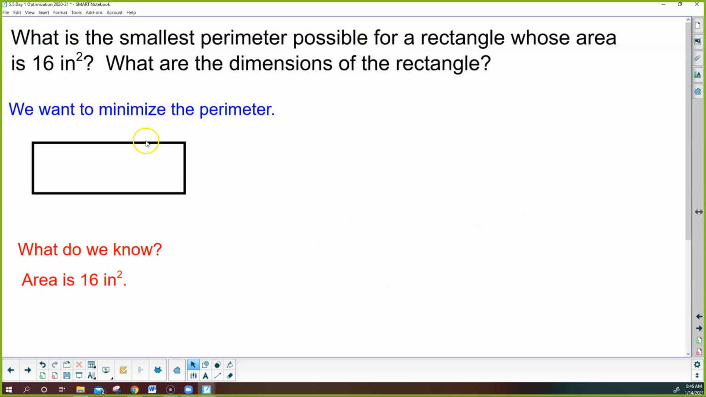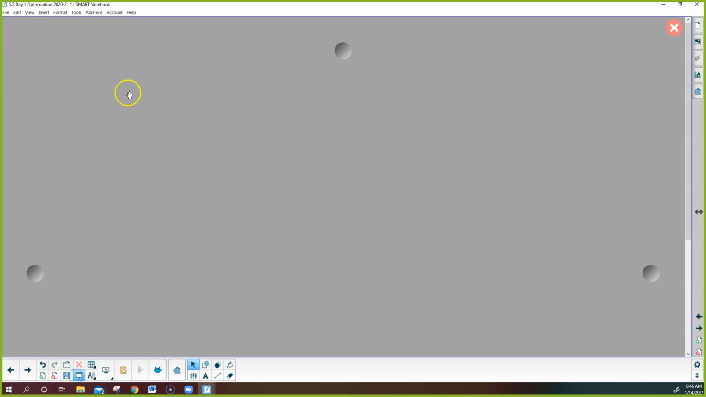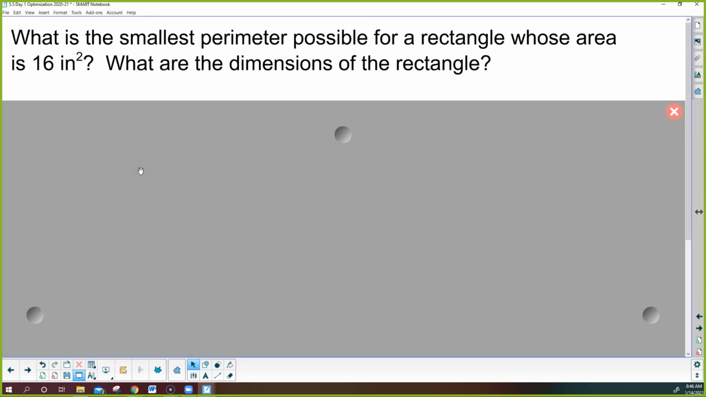And these are the types of optimization problems that are really at the heart of what we're doing today. So definitely write this problem down. What is the smallest perimeter possible for a rectangle whose area is 16 inches squared? And then they're asking us, so what is the smallest perimeter? We have to find the perimeter, and then they're also asking us to find the dimensions of that rectangle.